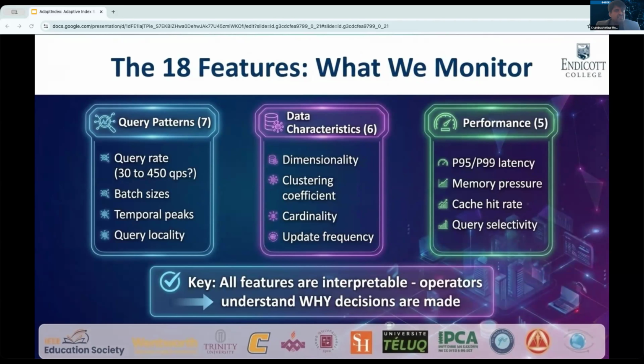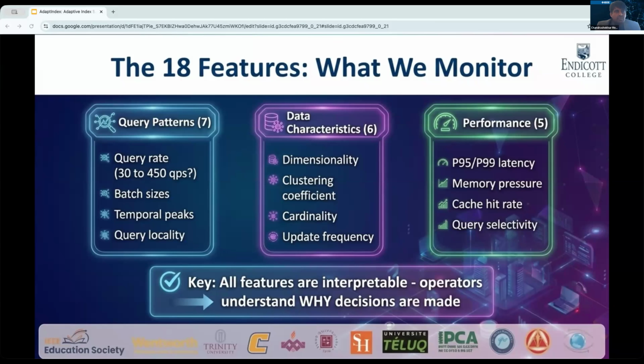Our main technical contribution is identifying what to monitor. We engineered 18 features across three categories. Query patterns tell us about current load: are we seeing 30 queries per second, or 400 plus queries per second? Data characteristics reveal the structure: is the data naturally clustered, making IVF effective? And performance metrics, the third category, track system health: is memory pressured at more than 80 to 85%, and is it about to crash?